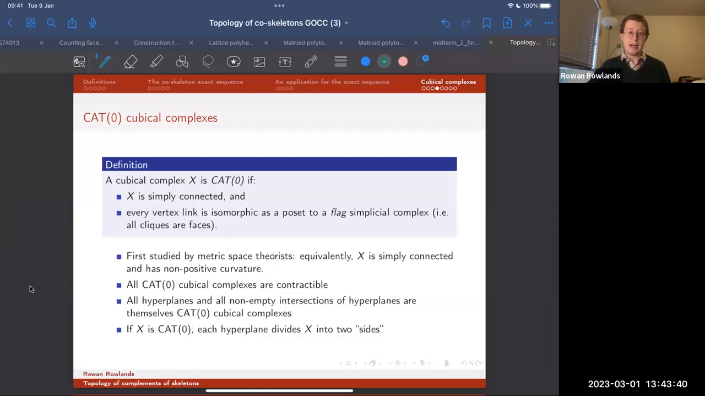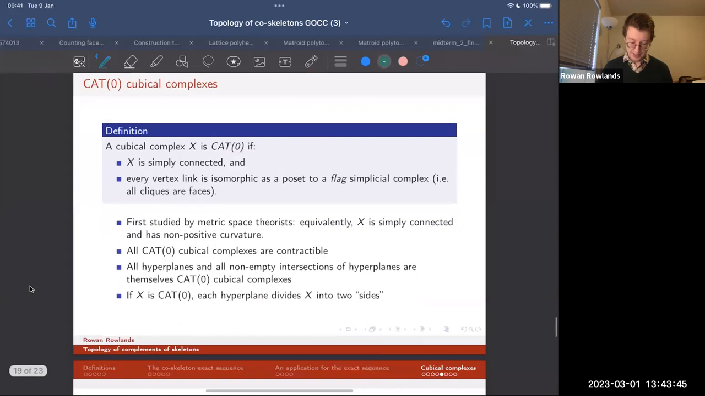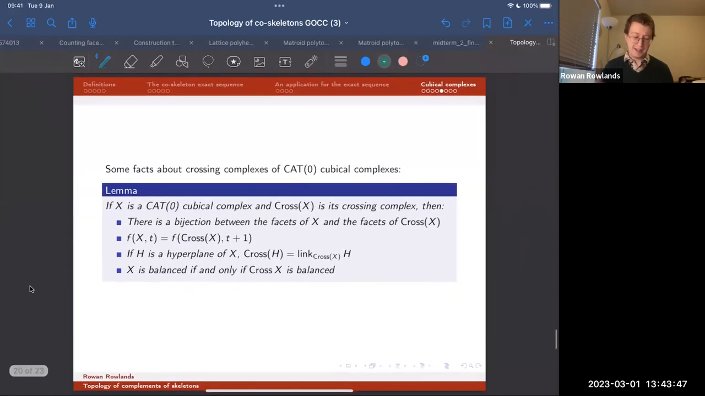All right, so I said that hyperplanes and crossing complexes work especially well for cat zero spaces. Here's an example of some facts that are true about crossing complexes for cat zero cubical complexes. I won't talk about these at all really today. This is beyond the scope of this project, but just to mention some interesting connections between crossing complexes and cat zero cubical complexes. For example, the f polynomial of the cubical complex has a strong relationship with the f polynomial of its crossing complex.